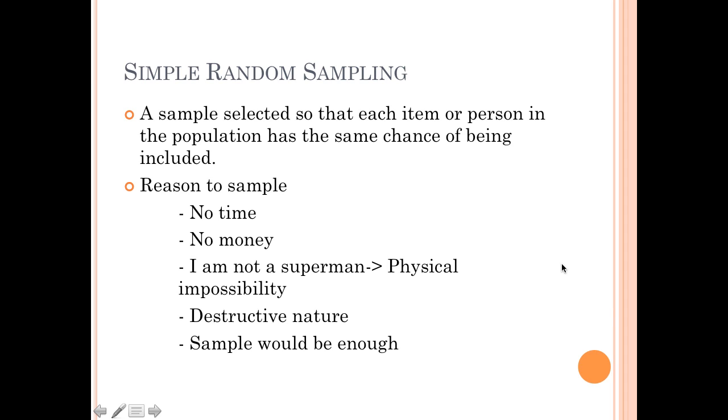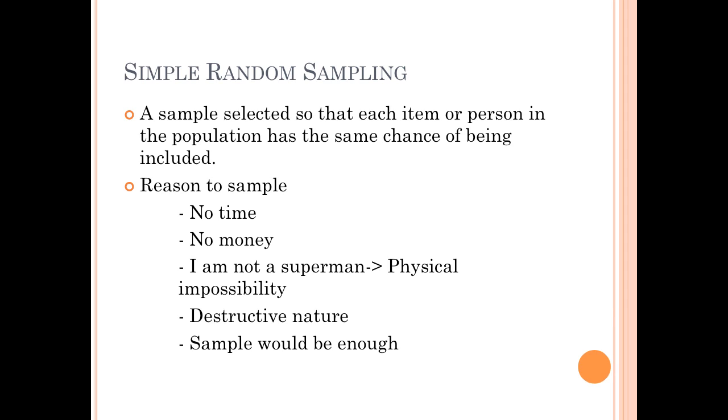So, simple random sampling. A sample is selected so that each item or person in the population has the same chance of being included. The reasons why we sample: in time, it's expensive if we wanted to sample everybody in specific populations.